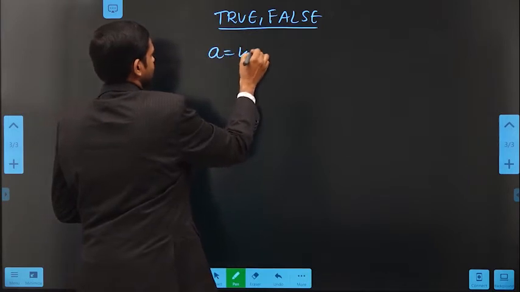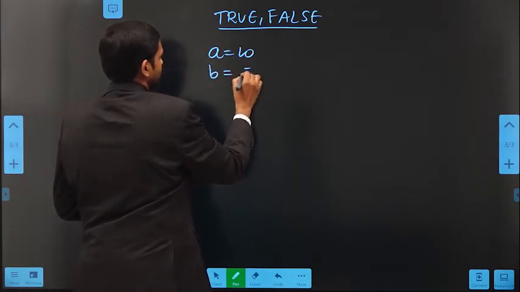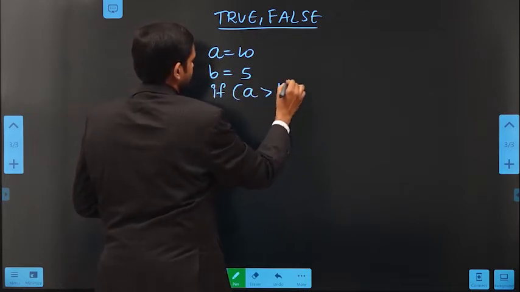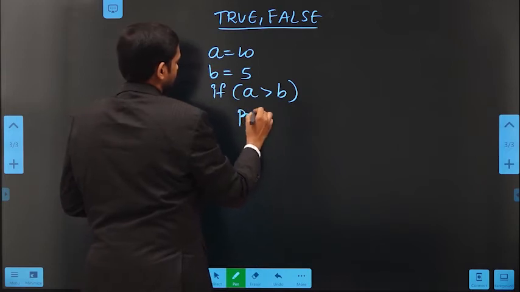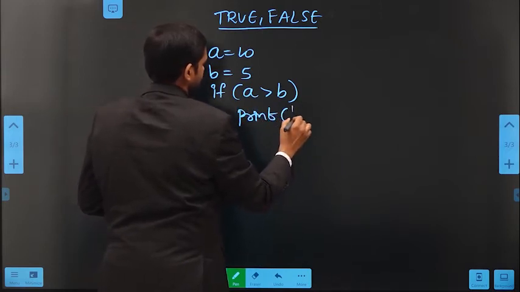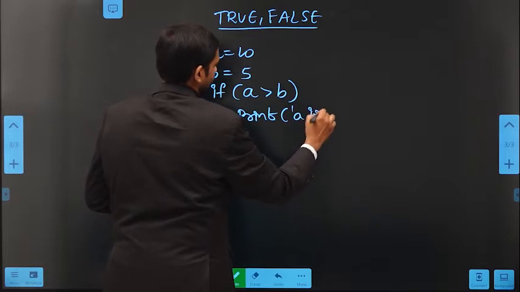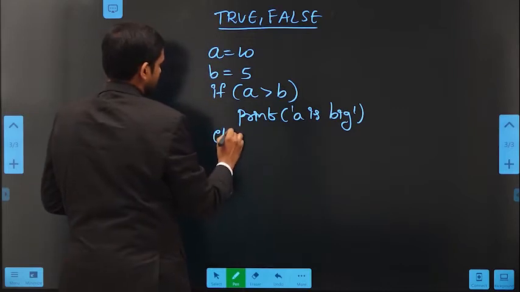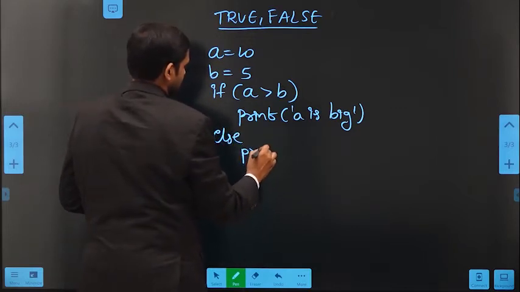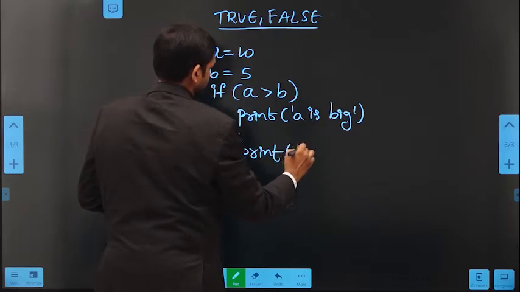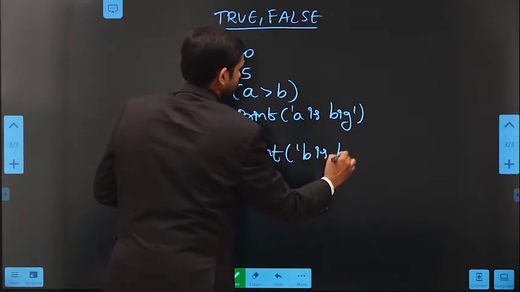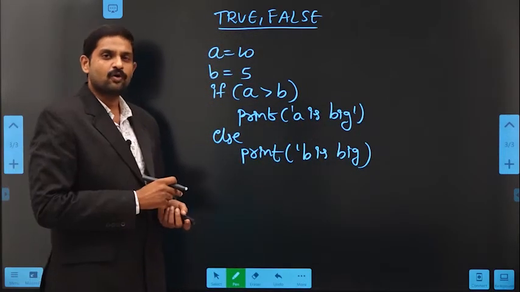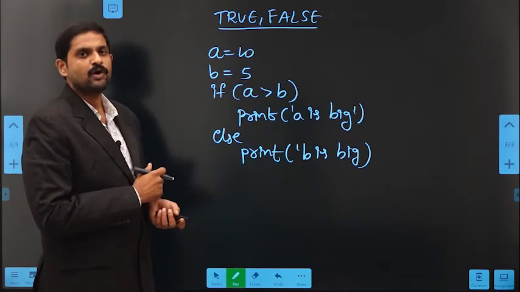A equal to 10, B equal to 5, if A greater than B, print A is big, else print B is big. This is the small piece of code that is an example for True or False.